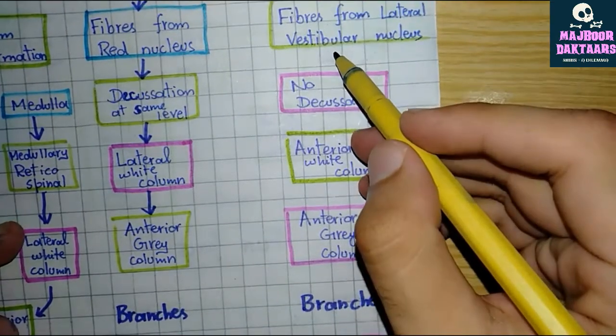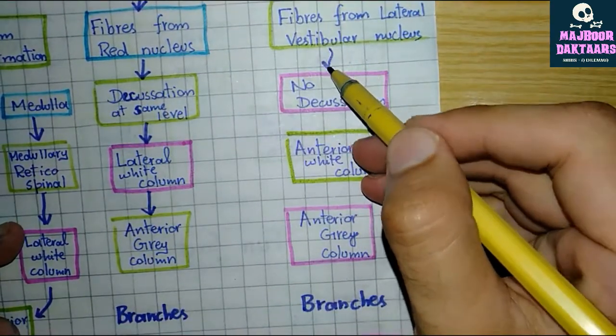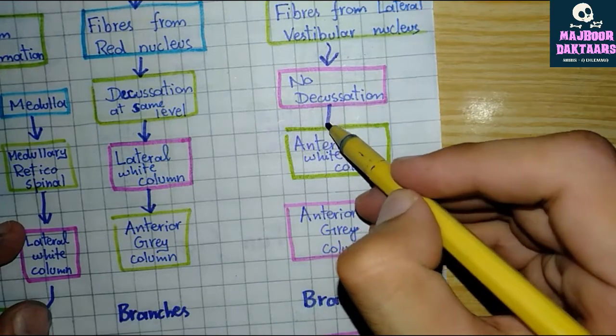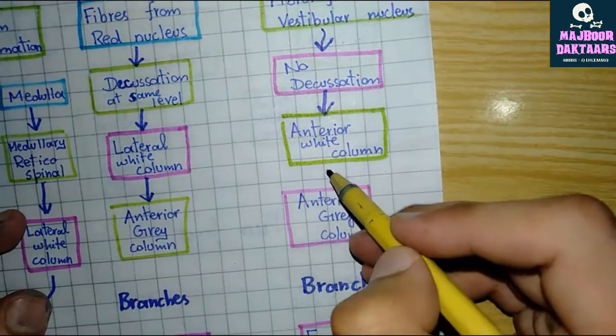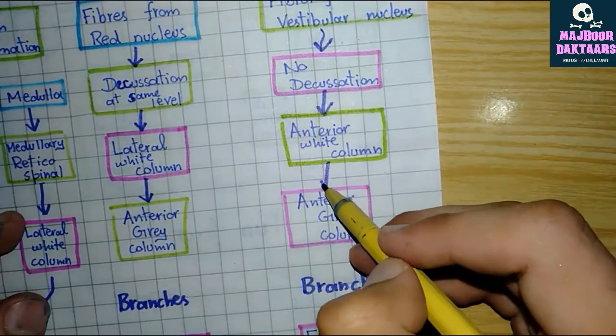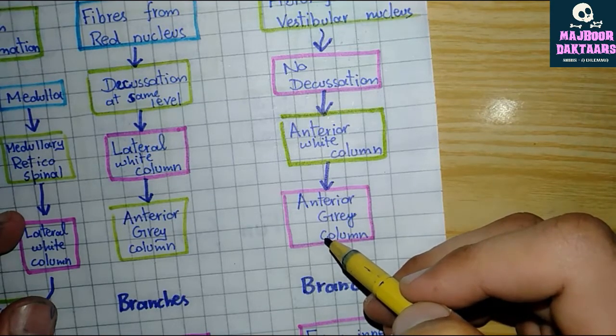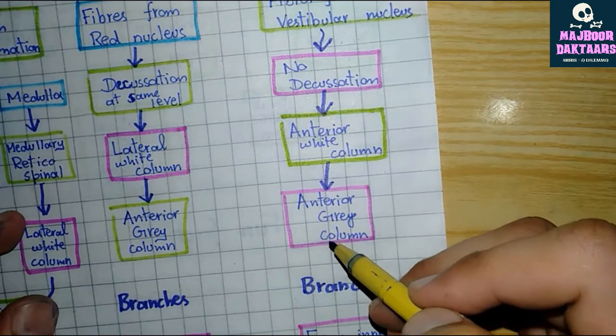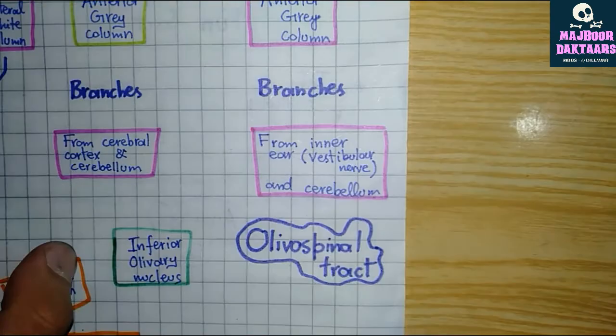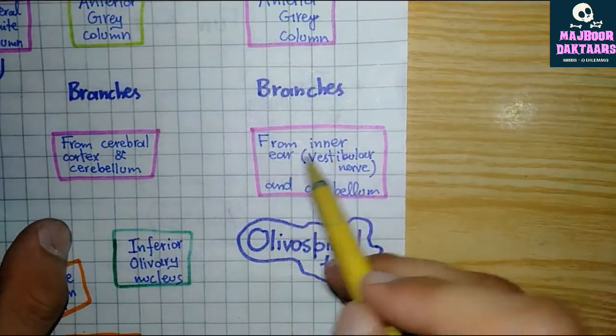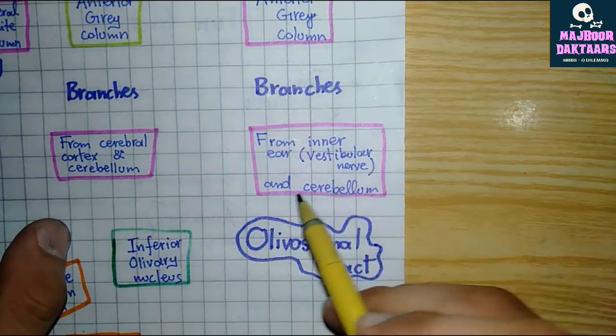Now fibers from the nucleus do not decussate and descend further down the anterior white column and finally to the anterior gray column, where they synapse with the interneuron and then with the lower motor neurons. Branches include those from the inner ear via the vestibular nerve and the cerebellum.